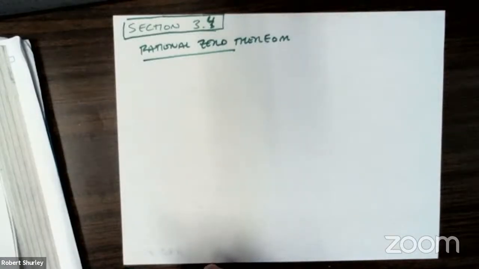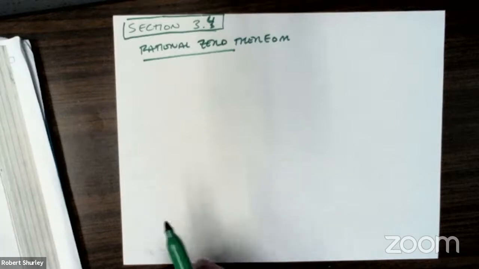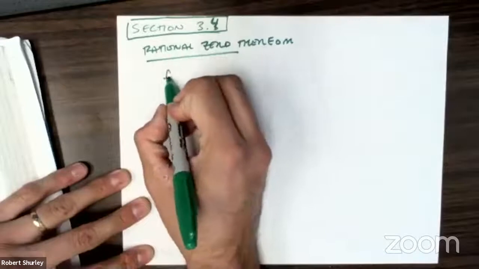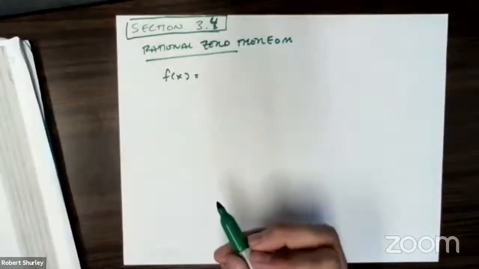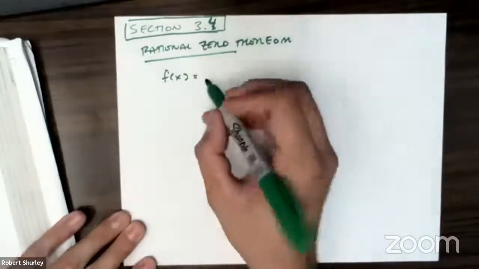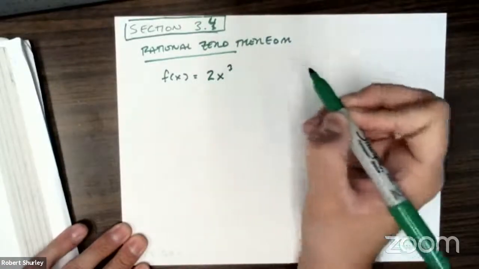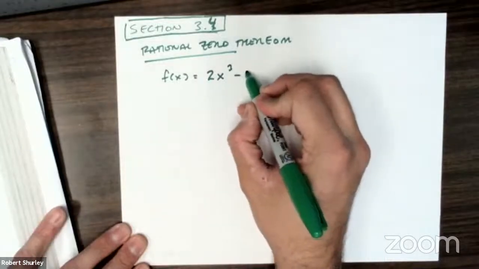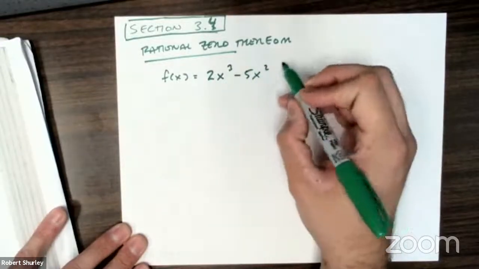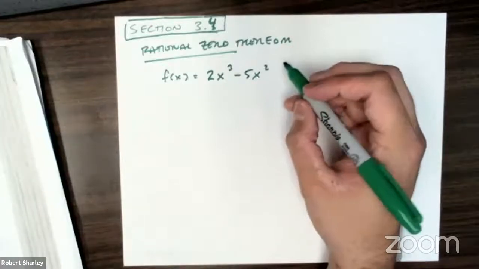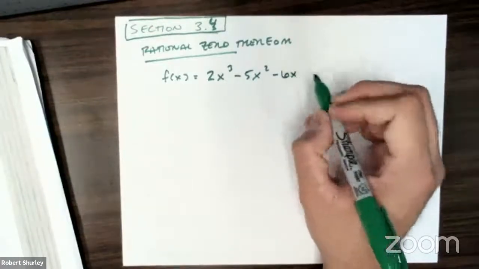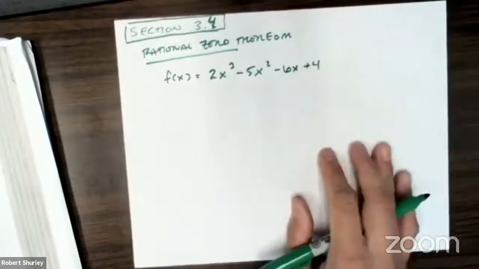And I'm going to steal one straight from the book, actually from your homework. I believe it was number 22 on page 387 that worked really well for this example. Now I'm going to write this as a function. It writes it as an equation, which is fine, but I'm going to think of this as my function: 2x cubed minus 5x squared minus 6x plus 4.